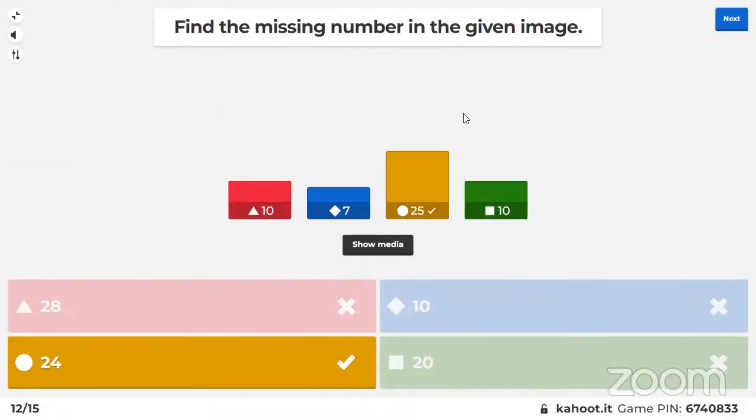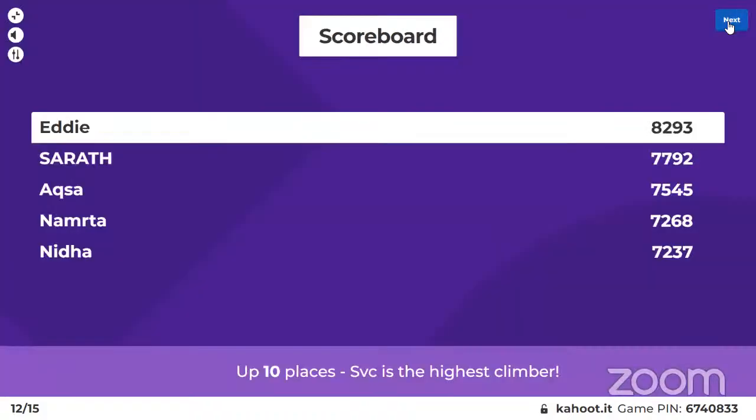I think again, most of you have got the answer correctly. 25 of you have got the answer correctly. The correct answer is option C, that is 24. Let's take a look at the leaderboard, whether there's been any change.